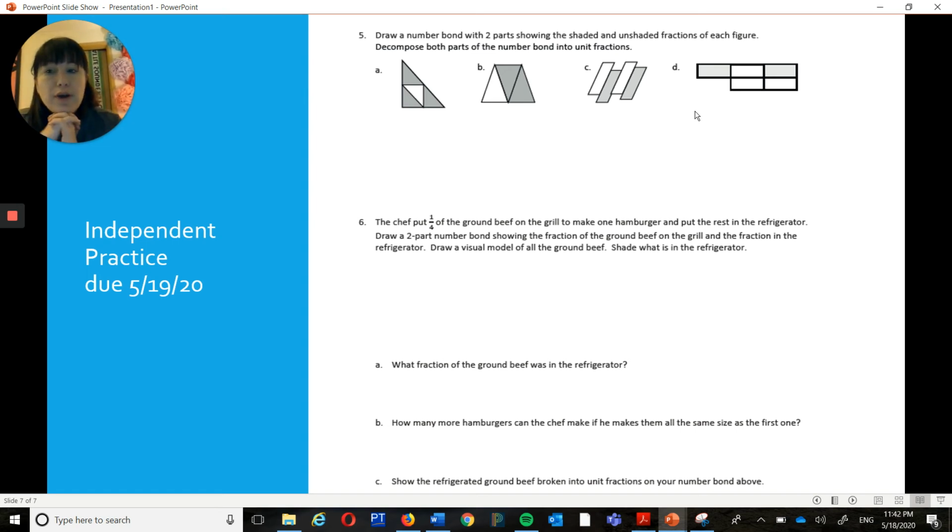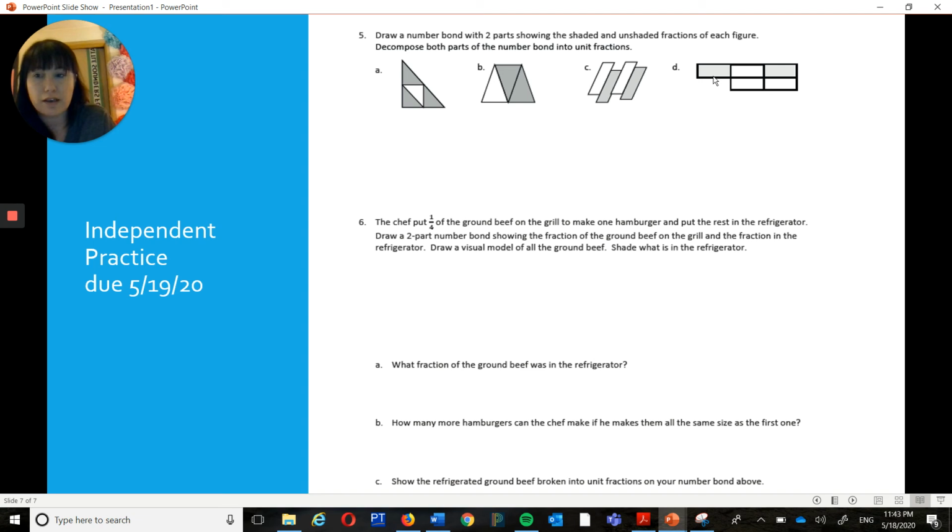Okay, third grade, what you have to do next is a 3-step word problem. 6 says the chef put 1/4 of the ground beef on the grill to make 1 hamburger and put the rest in the refrigerator. Draw a 2-part number bond showing the fraction of the ground beef on the grill and the fraction in the refrigerator. Draw a visual model of all the ground beef. Shade what is in the refrigerator.